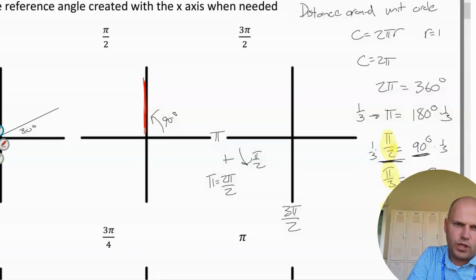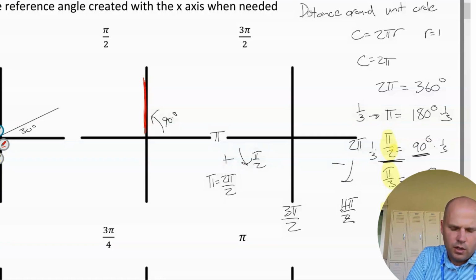So we're good there. We could have also done 2 pi, which is all the way around the circle, 360 degrees, and we could have subtracted pi over 2. So I would like to write 2 pi as 4 pi over 2, and subtracting pi over 2.